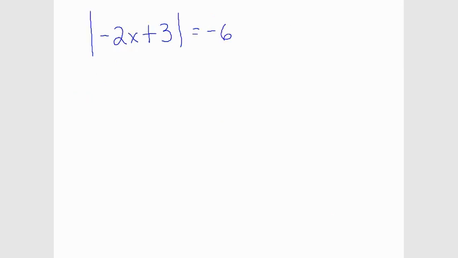Let's go ahead and look at the next one. So let's go ahead and set it up. Dropping the absolute value, I get negative 2x plus 3 equals negative 6. And then I'm going to actually try the other version where I just drop the absolute value, negative 2x plus 3, and set it equal to the negative of negative 6, which would be positive 6.